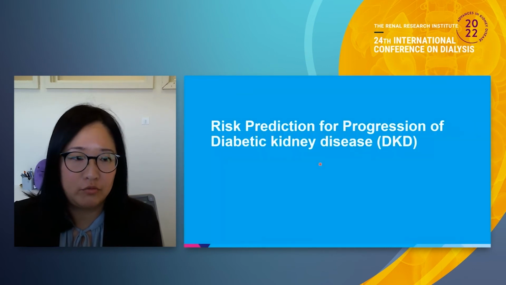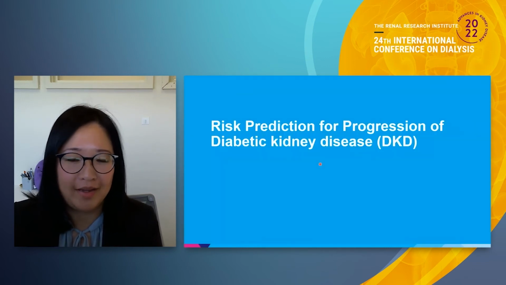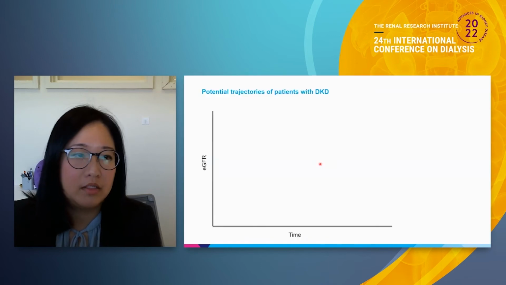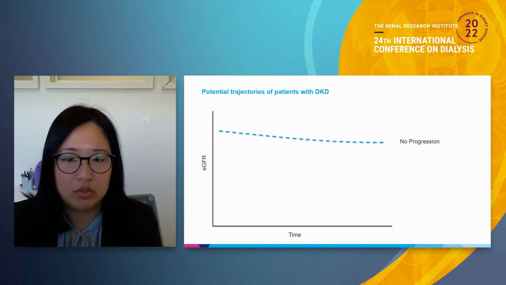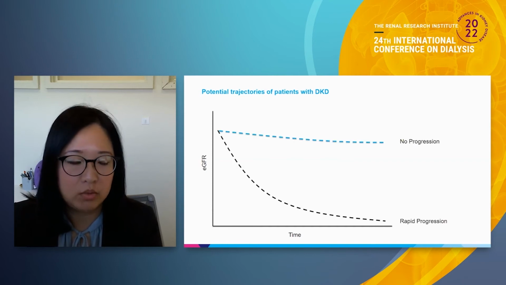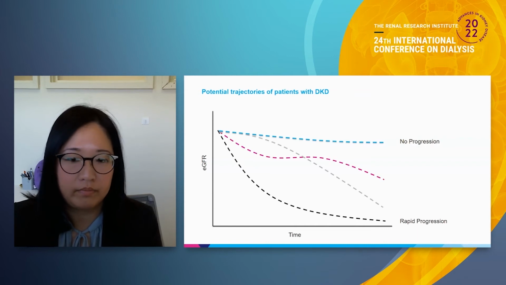Now we're going to move on to risk prediction of progression of diabetic kidney disease. So we know that patients with DKD can have several trajectories of their kidney progression. Some patients will never progress. Some patients will rapidly progress. And there are all these other patients in between.